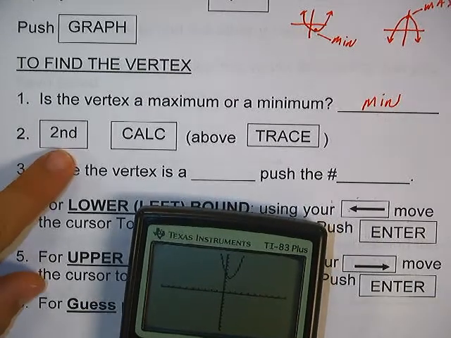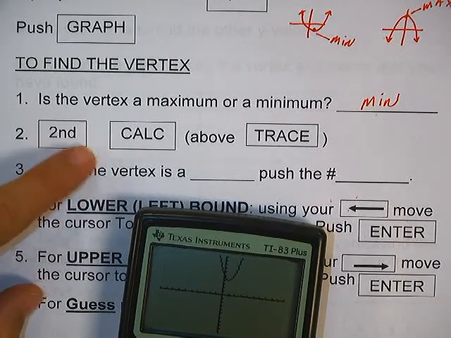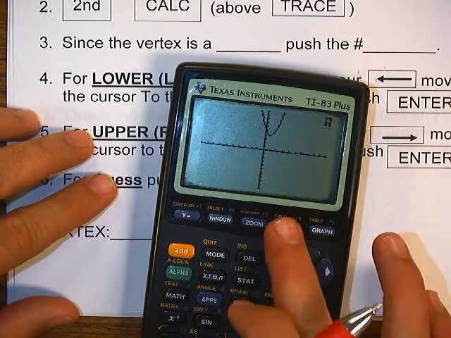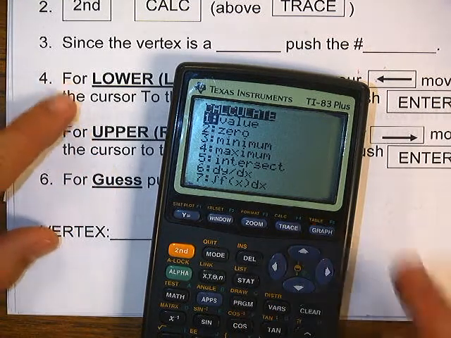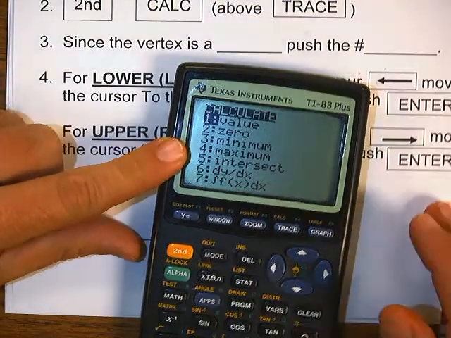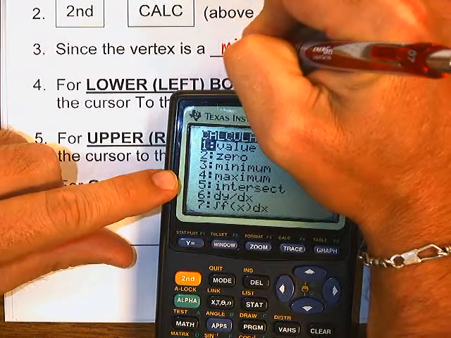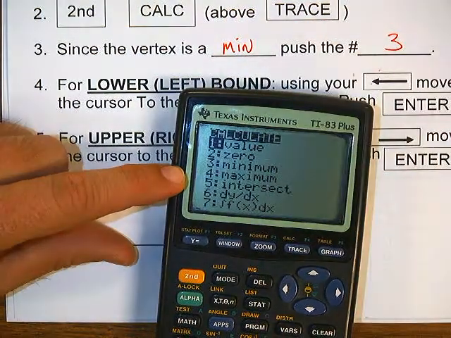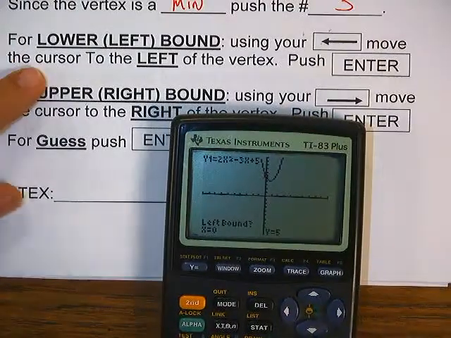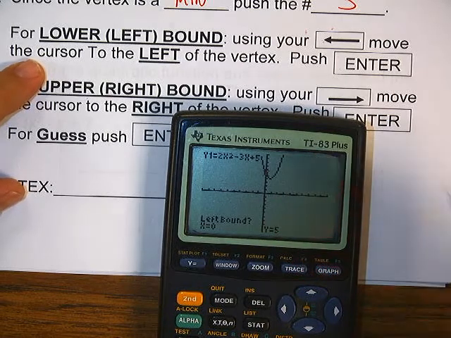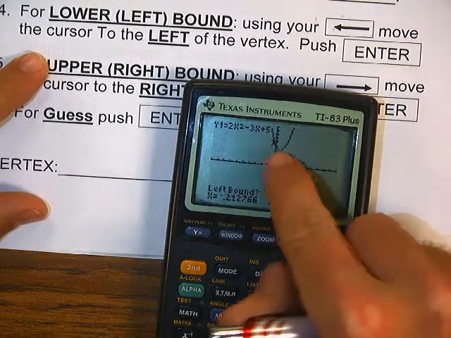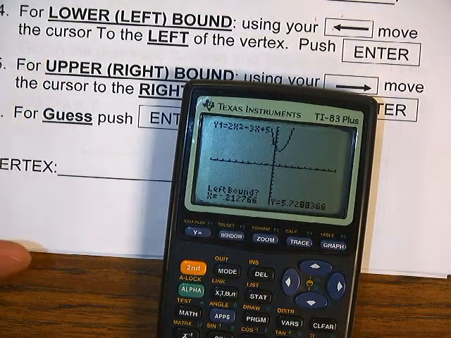Okay, so now it says these are the buttons that you're supposed to push. Second, calc. Okay, and since we're looking for a minimum, I'm going to select number 3. Since the vertex is a minimum, push the number 3. Now, you notice right here, and this is step 4, it says left bound. That tells you to move the cursor to the left of the vertex. Okay? There's the cursor right there. That's to the left. It can be anywhere to the left of the vertex.